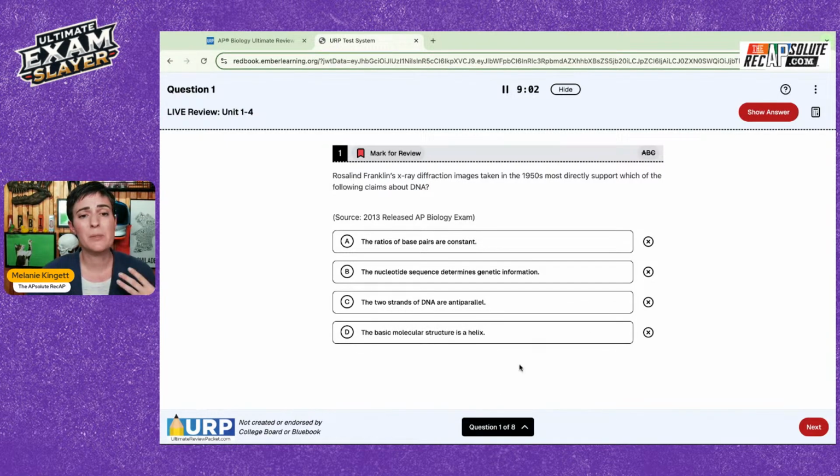The cool thing about this platform is that you can actually show the answer if you're not sure. And so you can either take the whole test or you can go back to it later. You can take this multiple times. All of that would be really helpful for you.